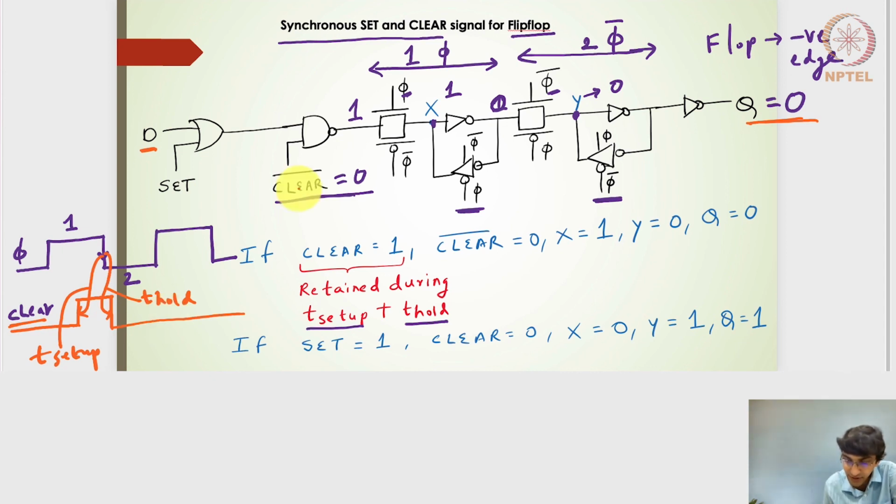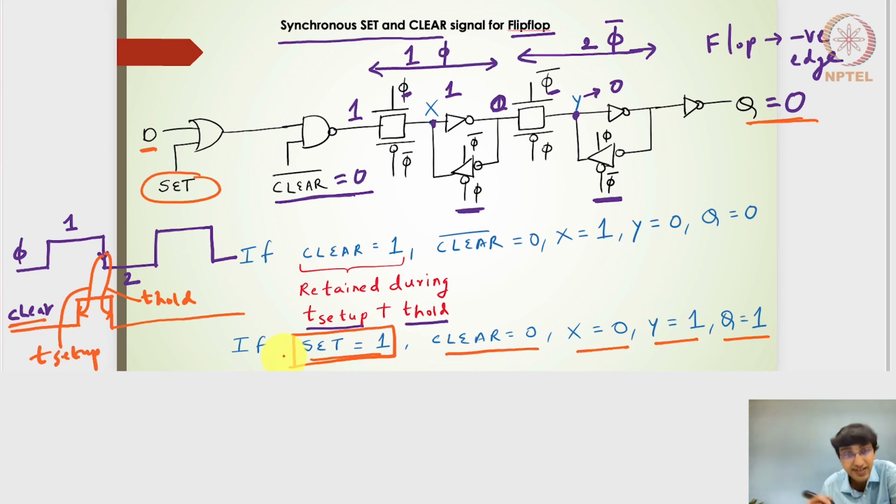Right. Similarly, if I want the set signal or the preset signal, then the Q should be 1. In that sense, the clear is disabled, or the clear signal is depressed or made 0. And if set is 1, I'll get a 1 here, and then that will be followed, and then the Q will be made 1. Right, so that's what I've given. If the clear is made 0 and then set is made 1, I'll get x to be 0 and then y to be 1, and then from y being 1 the Q will be 1. Right, and again notice that the set signal should be ensured that it is retained for the t setup and t hold time.